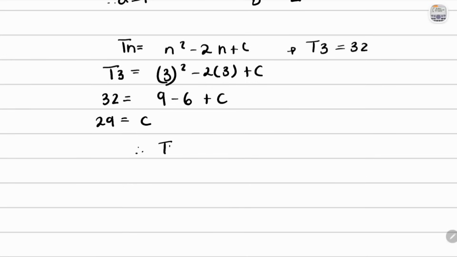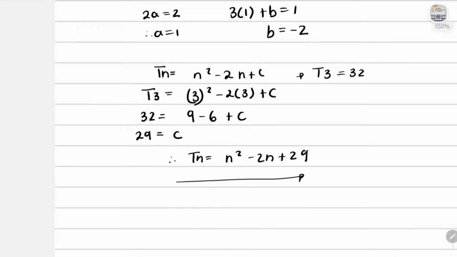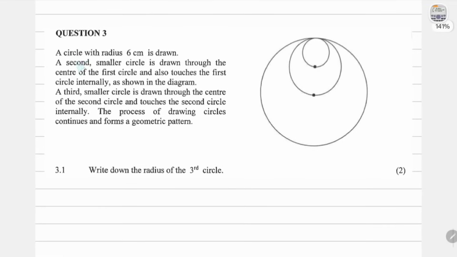So therefore, Tn is equal to n squared minus 2n plus 29. And that is our answer. Question 3 says, a circle with a radius of 6 centimeters is drawn. A second smaller circle is drawn through the center of the first circle and also touches the first circle internally, as shown in the diagram.